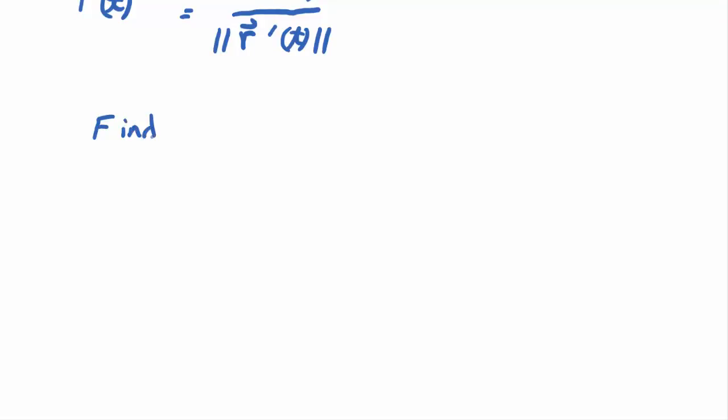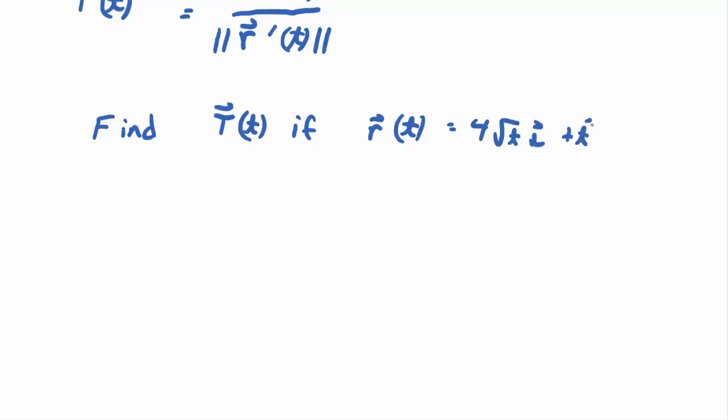Find T of t if r of t is equal to 4 root t i plus t squared j plus t k at t equals 1. And this is important: at t equals 1.